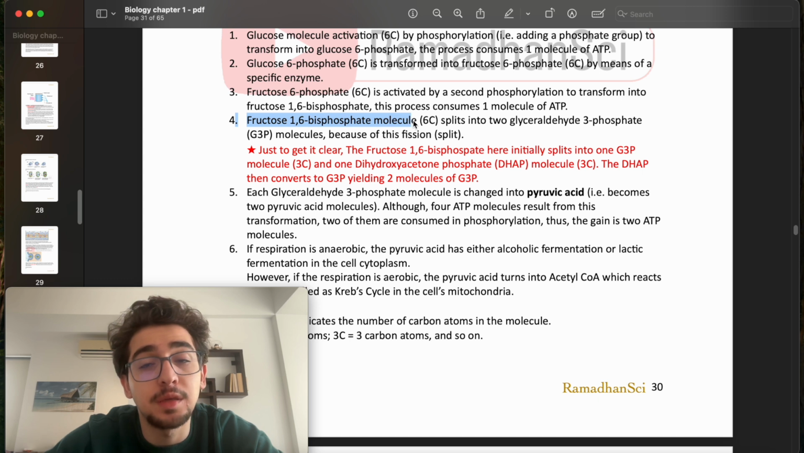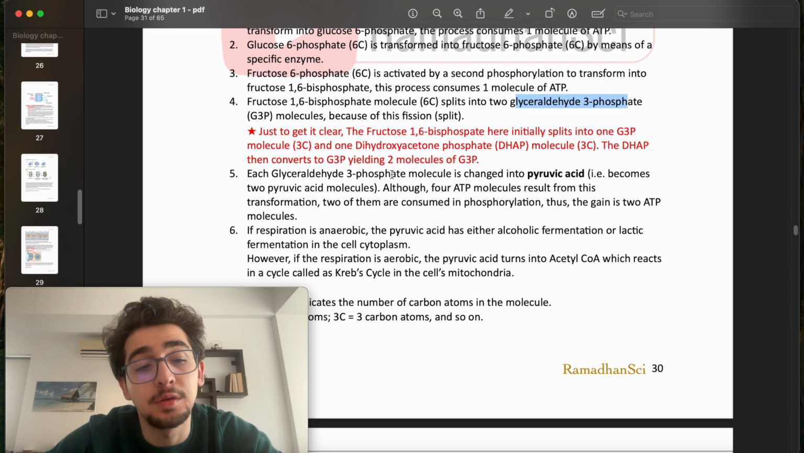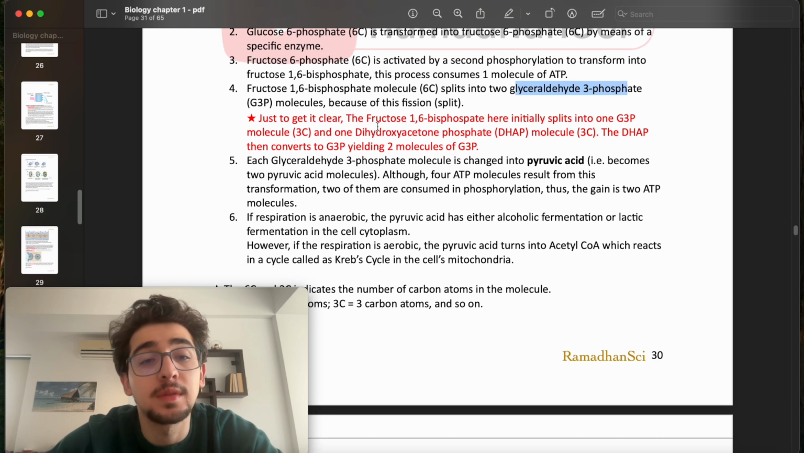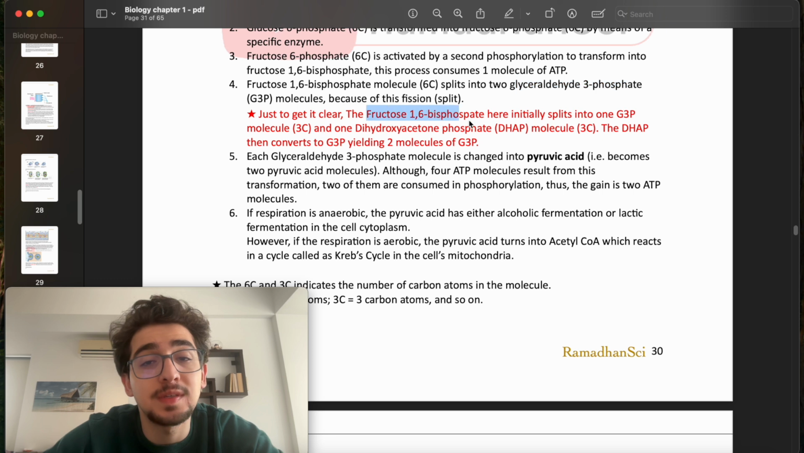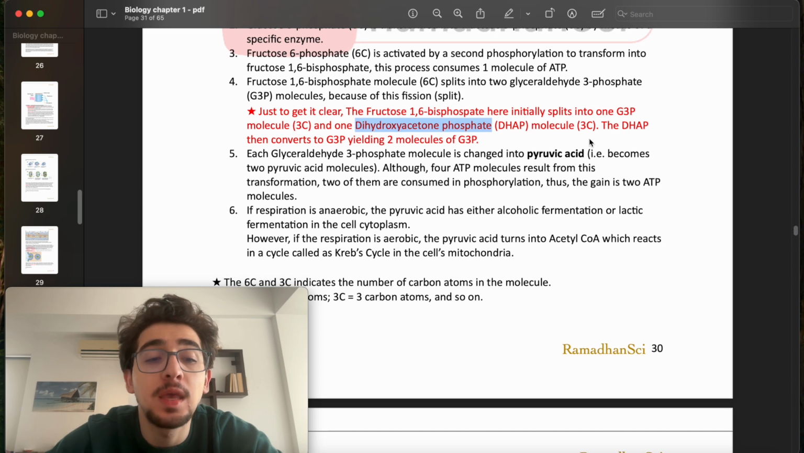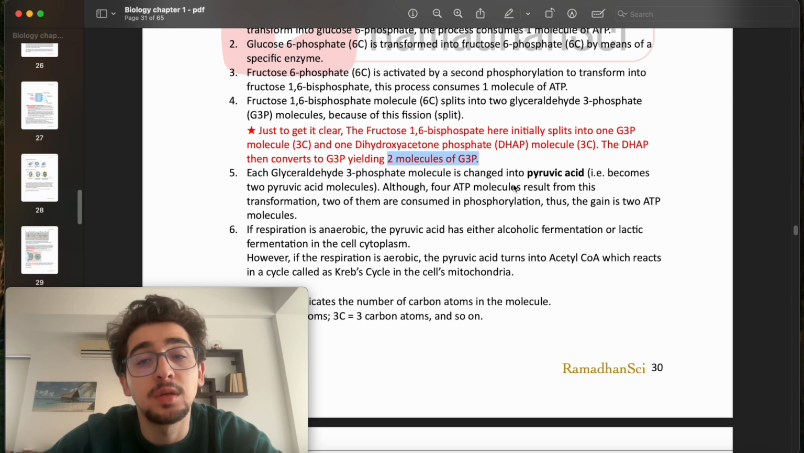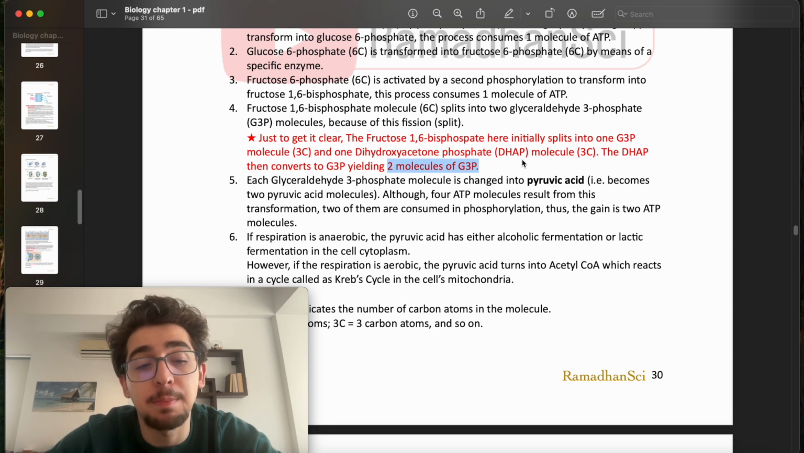Fructose 1,6-bisphosphate will split into 2 glyceraldehyde 3-phosphate G3P molecules. Now, just to get that clear, this is not gonna happen directly. You have to understand that fructose 1,6-bisphosphate will initially split into 1 G3P molecule and 1 DHAP molecule. DHAP is the dihydroxyacetone phosphate. The DHAP then will convert to G3P, and it will yield 2 molecules of G3P. So initially, we have only 1 G3P and 1 DHAP. DHAP will convert into G3P, obtaining 2 G3P.